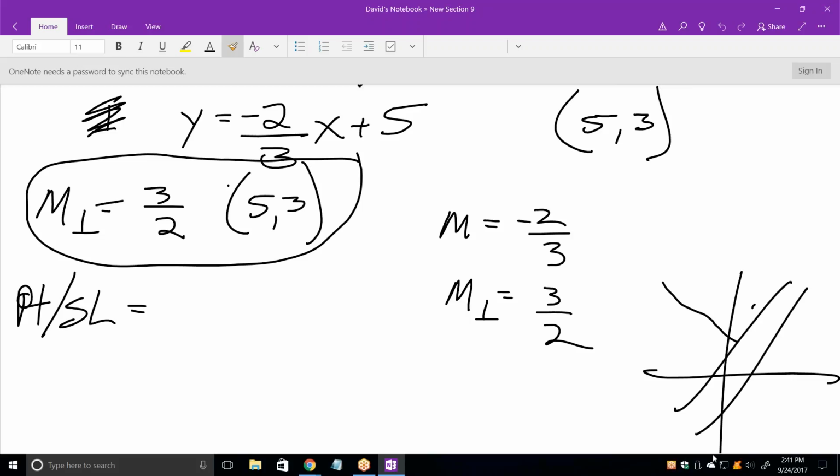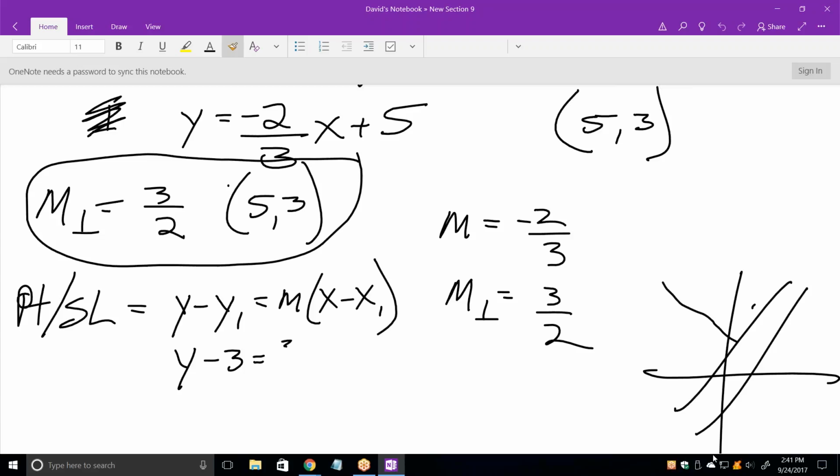Point slope is y minus y1. Let me give you the whole one: y minus y1 equals m times parentheses x minus x1. Now fill in. So we have y minus 3 equals m times x minus 5. What's m? Oh, it's 3/2.